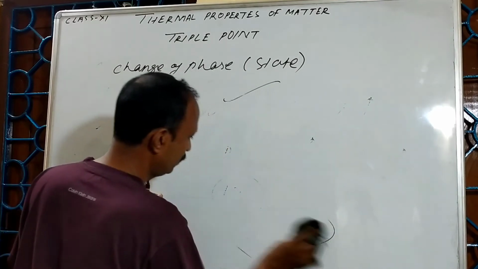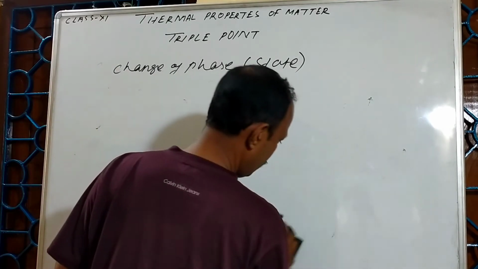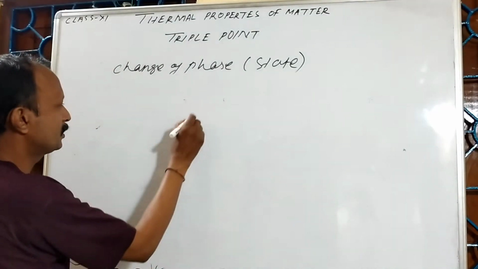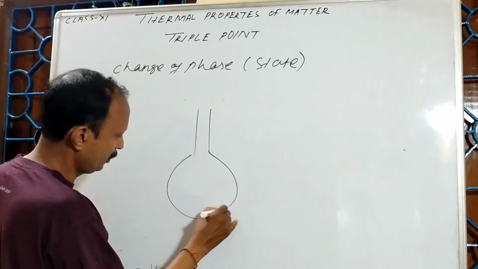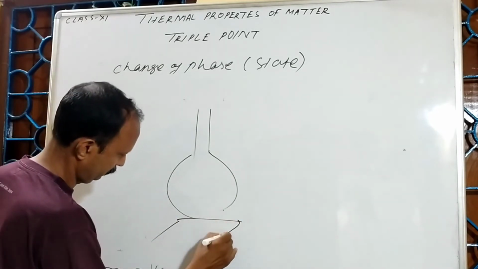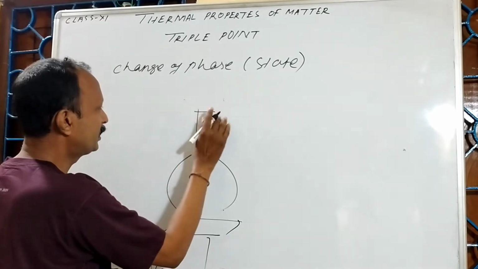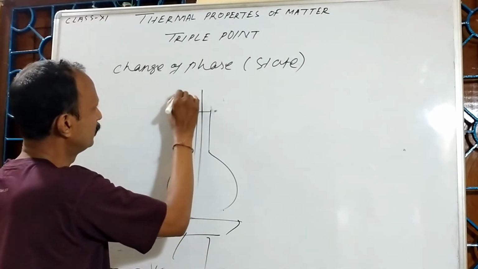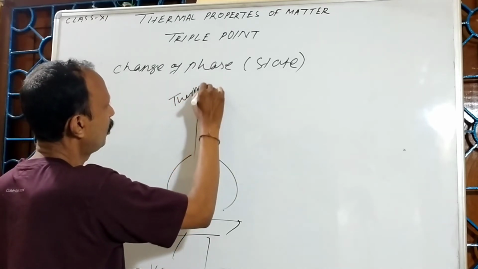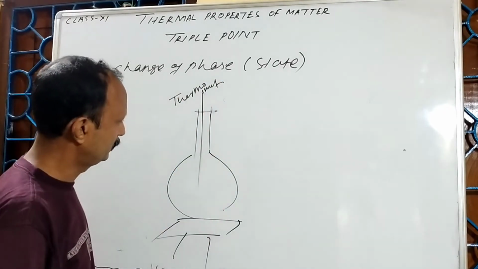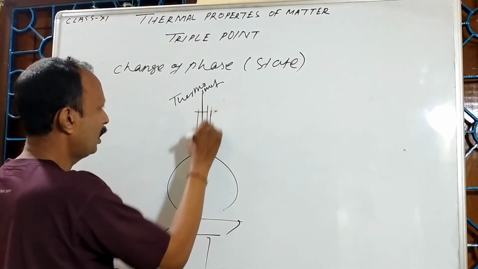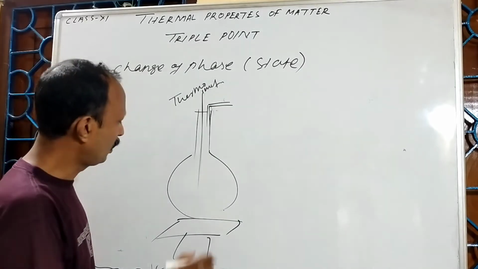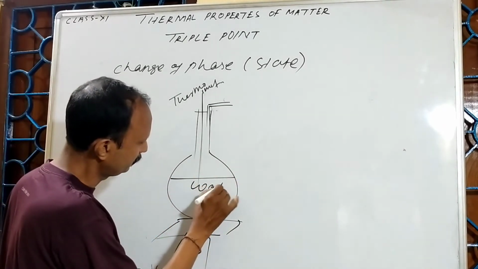Now you see, for example, in your NCERT book this example is mentioned. For example, this is a round bottom flask. It is fitted with a tight cork. Through that cork you enter one thermometer. Another outlet you can fill for escaping the gas. Suppose you take some water here.